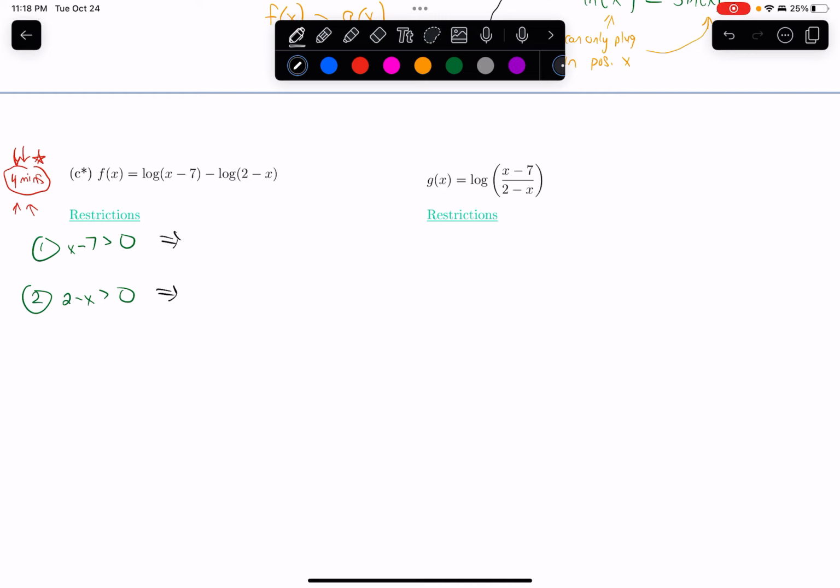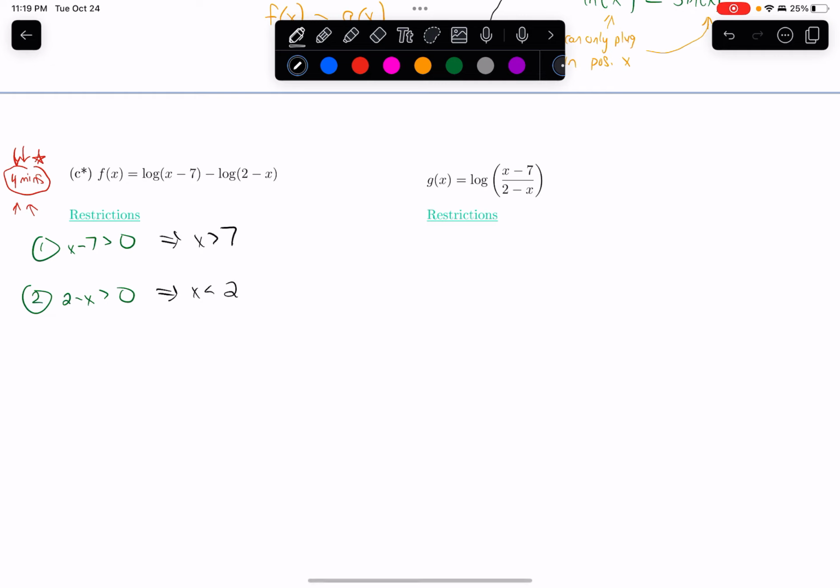I can isolate the x, so I'll just move this 7 over. That'll give me x is bigger than 7. All right, and the other one, if I move the x over, I get 2 is greater than x, which is the same thing as saying x is less than 2.